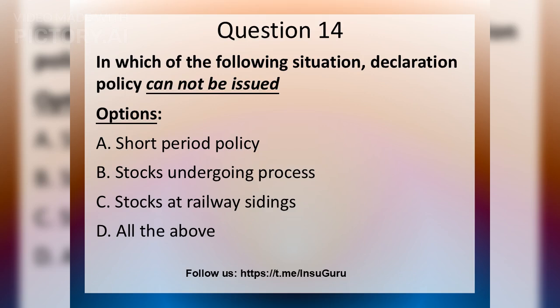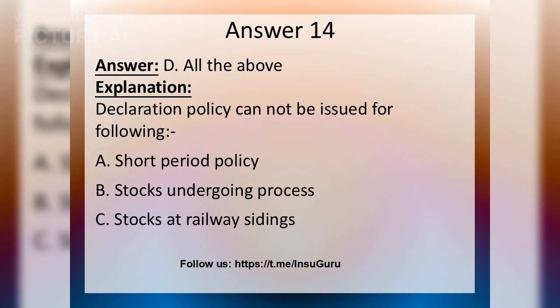In which of the following situation, declaration policy cannot be issued? Options are A. Short period policy. B. Stocks undergoing process. C. Stocks at railway sidings. D. All the above. Declaration policy cannot be issued for short period policy, stocks undergoing process, and stocks at railway sidings. Correct answer is option D, all of the above.